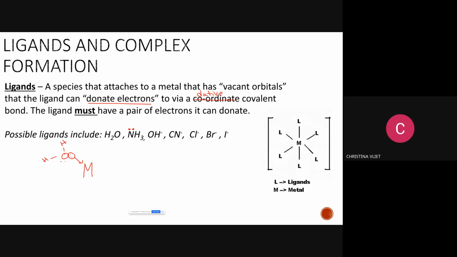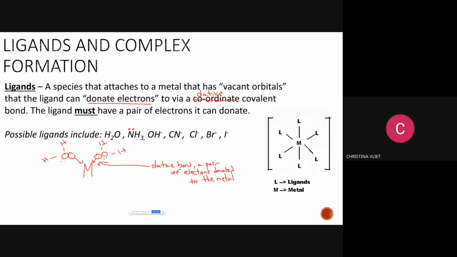So this is the idea of what happens. These ligands will go and coordinate to the metal in the middle. So every one of these arrows represents a dative bond, which is a pair of electrons donated to the metal.